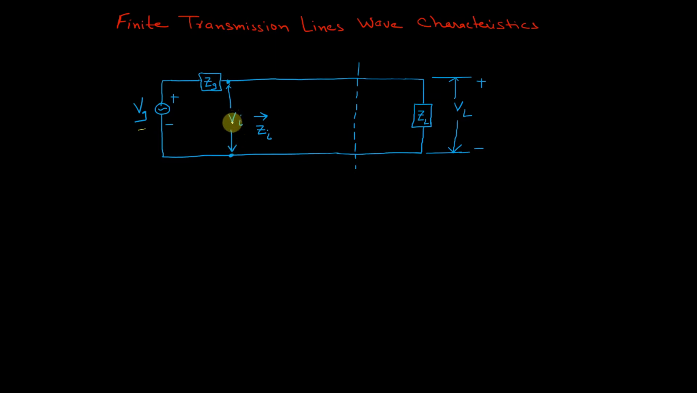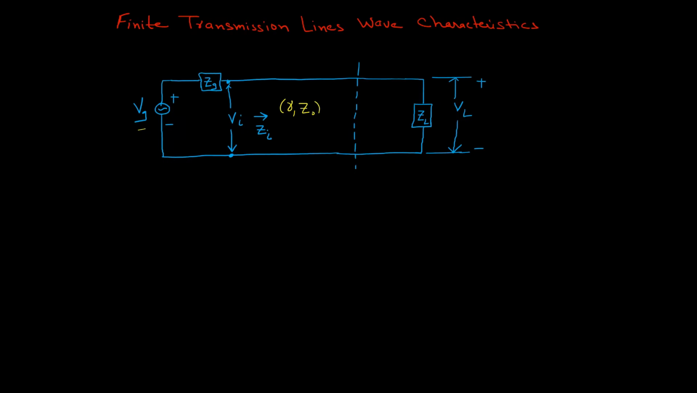The input here is Vi, where i stands for input, and if we look from this side, the impedance will be Zi. So Zi is the input impedance, and for this transmission line of particular length, the propagation constant is gamma and the characteristic impedance is Z0.